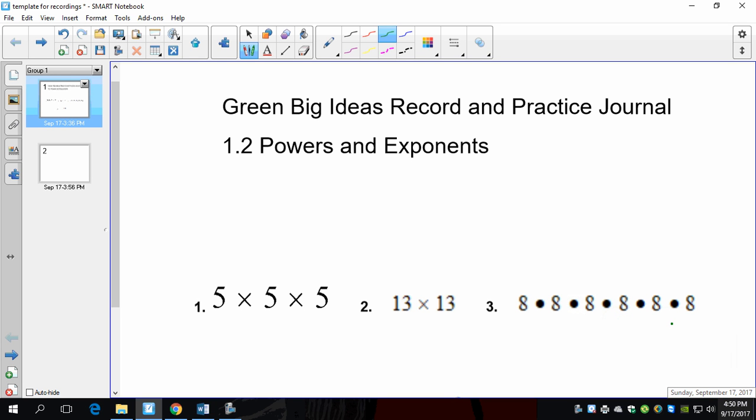All right, we're working from the green Big Ideas Record and Practice Journal. We're working on 1.2, and today we're working on powers and exponents. Number one, it's 5 times 5 times 5. Basically what we want to write is 5 with 3 as the exponent.